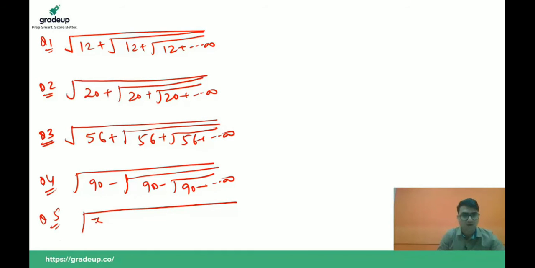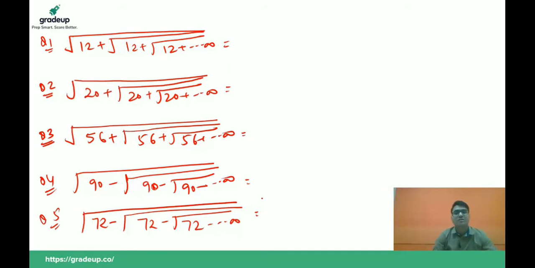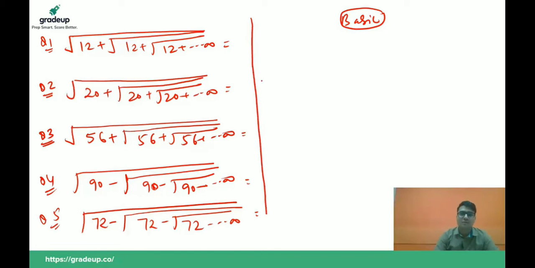This is your 72 minus root 72 minus root 72. Alright. So, guys, you have to give these answers. These questions are the application of the quadratic equation. First I will tell you the basics of this question, then I will tell you the exam pattern method.